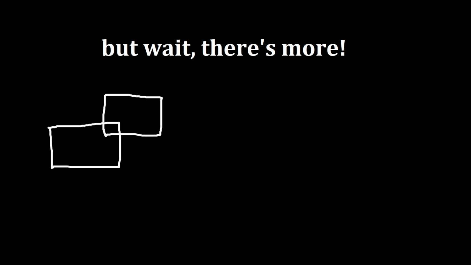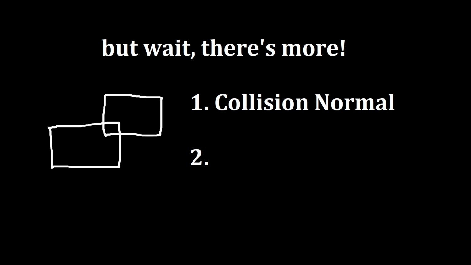which is a fancy name for a rectangle that does not rotate. In a physics engine, there is more to collision detection than simply finding out if two objects are touching each other. There are two additional things we want to know when checking for a collision. The first is the collision normal.